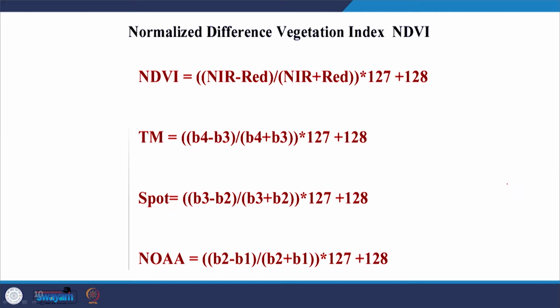If we take the NDVI values of Thematic Mapper data, then we are taking band 4 and band 3. If we are taking SPOT data, then this is band 3 and band 2, and if we are taking NOAA data, it is band 2 and band 1. Now you will see here that it has been multiplied and added with some value. This is the normalization, so that you are getting values within a certain range. In 8-bit data, we know that the output should be between 0 and 255, so proper care has been taken in that respect.